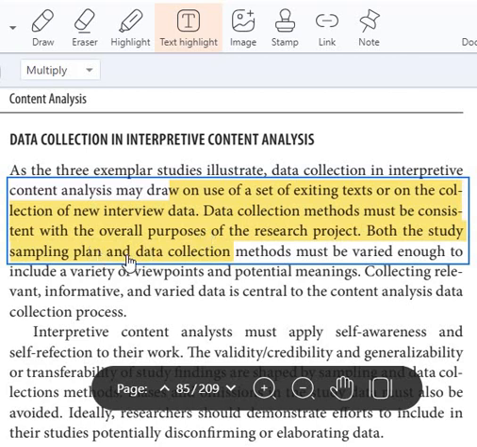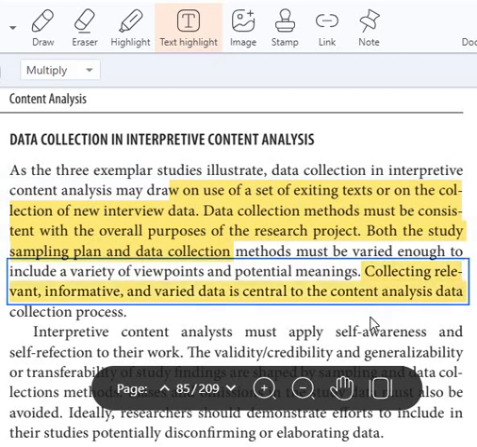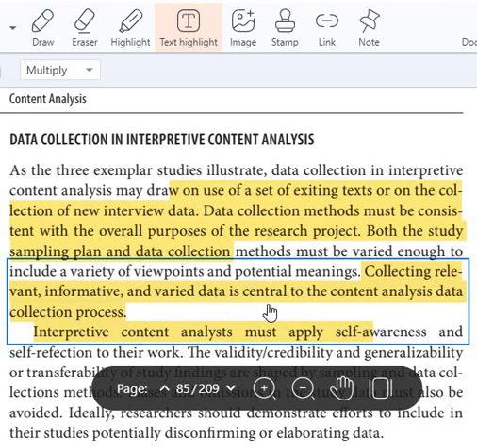Both the study sampling plan and data collection methods must be varied enough to include a variety of viewpoints and potential meanings. Why? Because here we're dealing with interpretations, we're dealing with meanings, we're dealing with latent meaning that I can see it this way and you can see it another way. That's why it's important to have varied viewpoints. Collecting relevant, informative, and varied data is central to the content analysis data collection process. So, data must be relevant, must be informative, and must be varied.